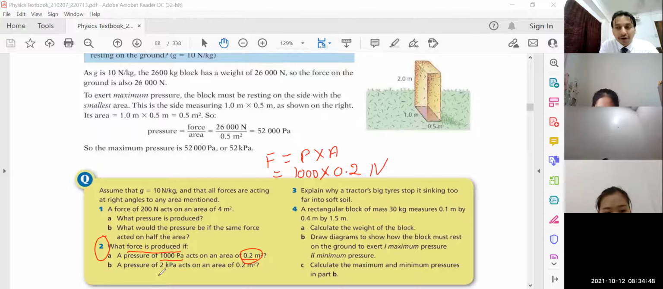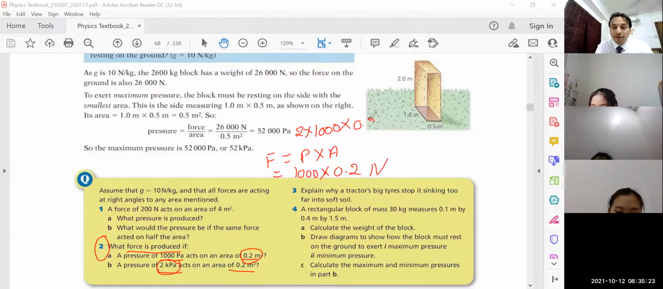Now in second B, children, I'm on second B. A pressure of 2 kilopascal acts on an area of 0.2 meter square. Pressure is increased here, area they kept the same. Now pressure is how much? 2 kilopascal. So what will be our force? Now here, children, you need to convert this kilopascal into pascal. For that, multiply by 1000. So this is the value of P multiplied by area. How much is the area? 0.2. When you multiply this value, you will get your answer in Newton.